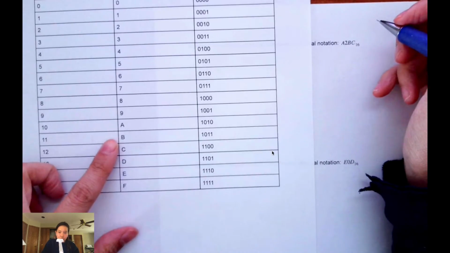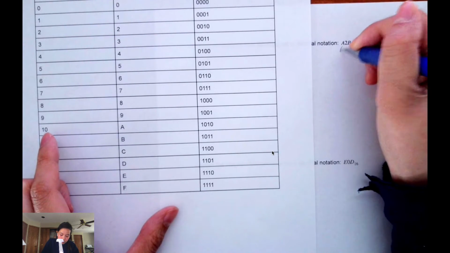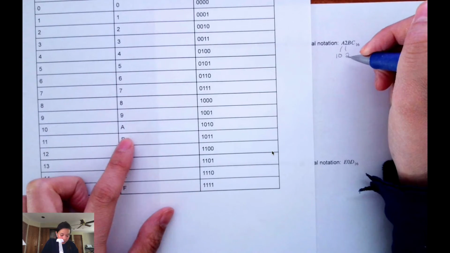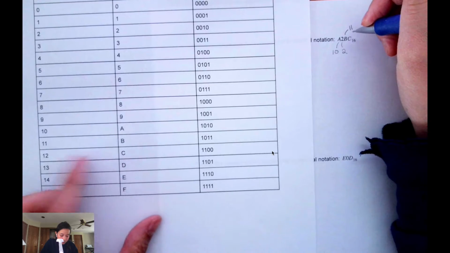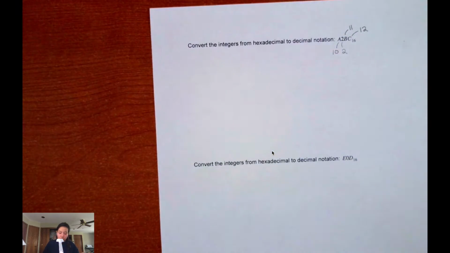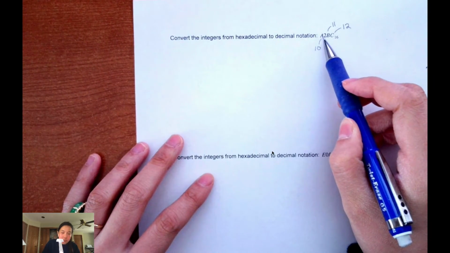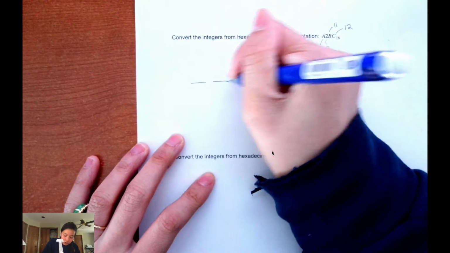So if we look at this chart right here, A is equal to 10, 2 stays the same, and then B is equal to 11, and C is equal to 12. So now, the next thing we do is count how many positions there are. 1, 2, 3, 4. There's 4 positions.